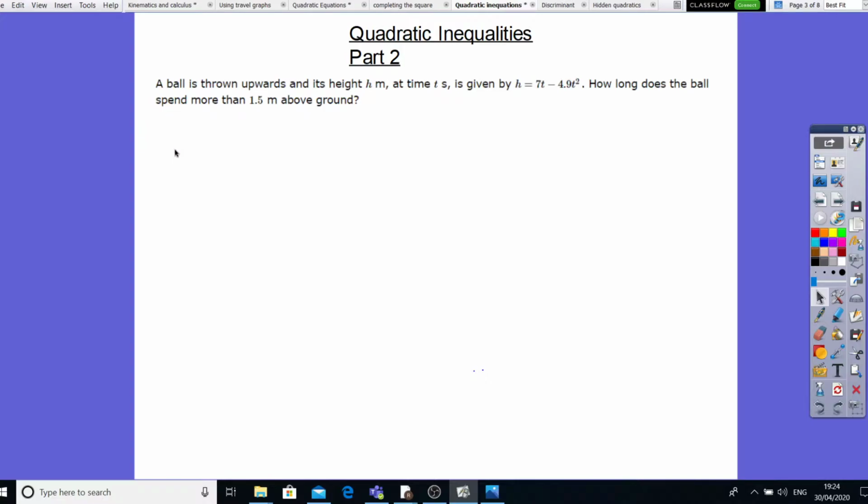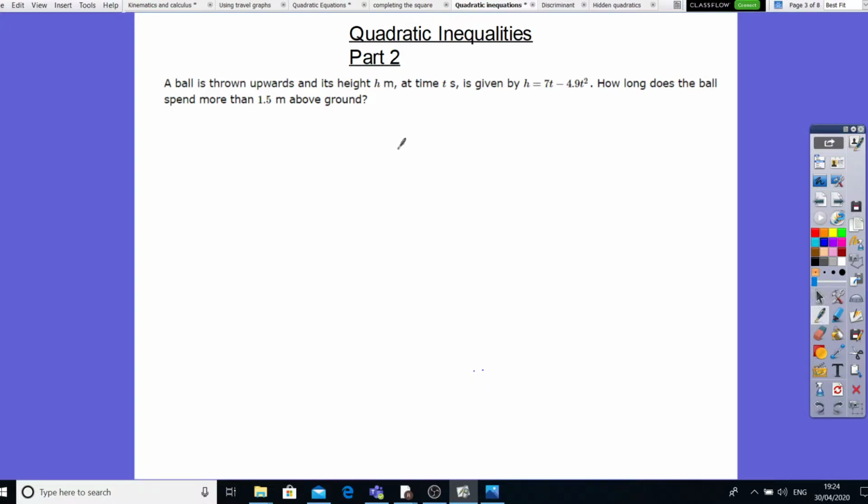So here it goes. A ball is thrown upwards and its height is h meters at time t seconds. It is given that h is equal to 7t minus 4.9t squared. How long does the ball spend more than 1.5 meters above ground level?